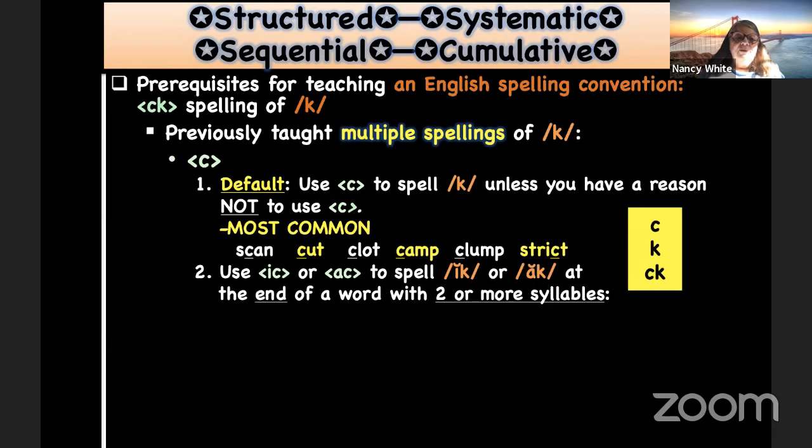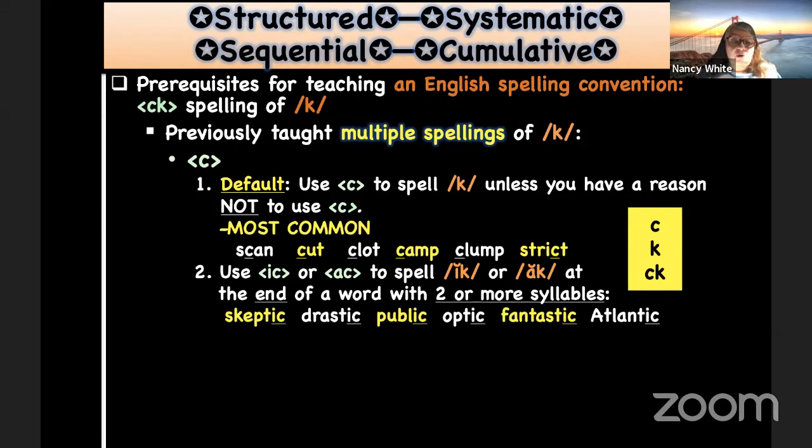Now, this number 2 is perhaps one that you wouldn't teach right away, and you wouldn't have to teach this before you teach CK. But when you hear /ik/ or /ak/ at the end of a word with 2 or more syllables, you're going to spell it with IC or AC. And these are all 2 and 3 syllable words with only closed syllables. If you've taught them to read 2 syllable words with closed syllables, you could easily introduce that, or you could wait. It's not necessary to have done the /ik/ and the /ak/ before you teach CK, but you need to be aware of it in case it comes up.